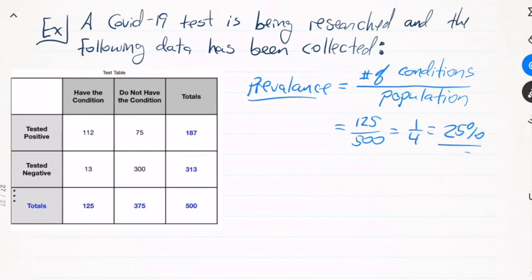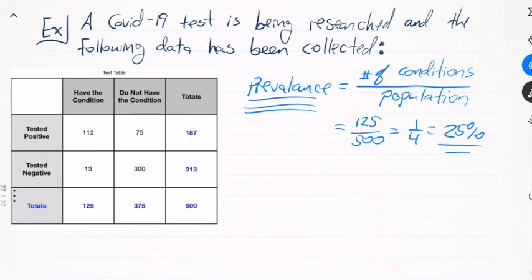So 25% of the population in this experiment has the virus. So that means 75% of the population does not have the virus. But prevalence is how many have the condition. What is the percent of the population that has the condition?